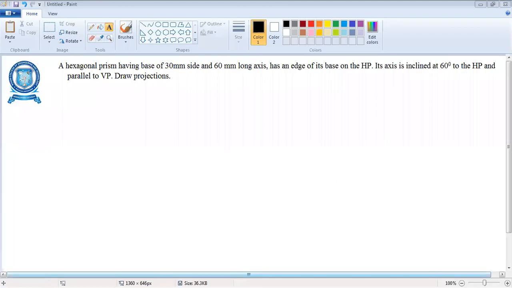Hello students, today we are going to discuss the projection of solids. In this, we are going to draw a hexagonal prism.